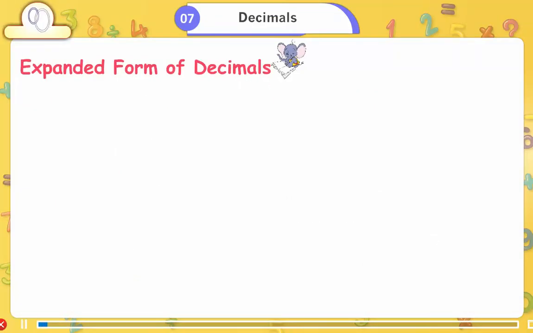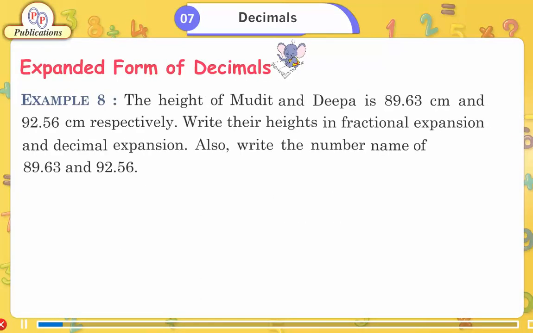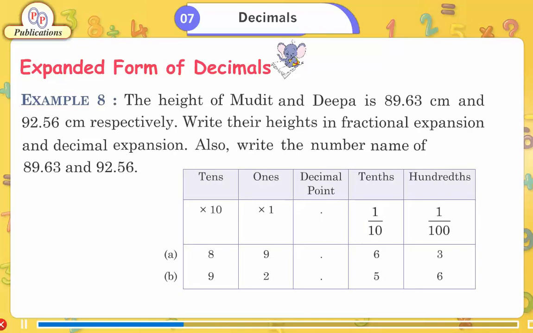Expanded form of decimals. Example 8. The heights of Mudit and Deepa are 89.63 centimeters and 92.56 centimeters respectively. Write their heights in fractional expansion and decimal expansion. Also, write the number names of 89.63 and 92.56. Tens, multiply by 10. Ones, multiply by 1. Decimal point. Tenths, 1 upon 10. Hundredths, 1 upon 100. 89.63.